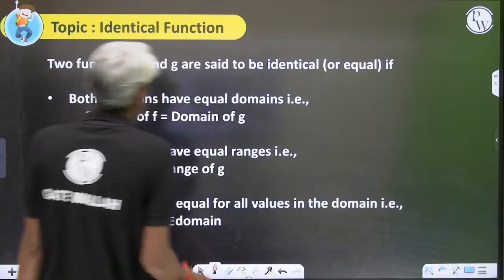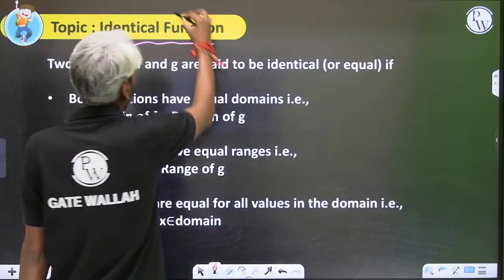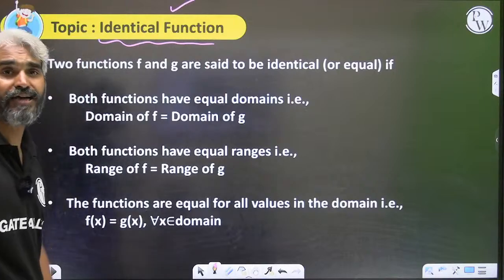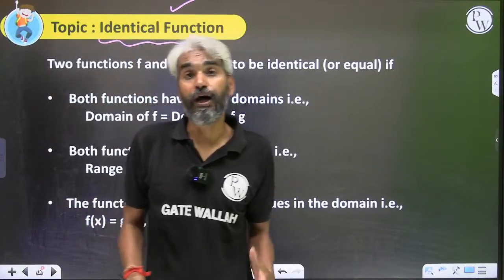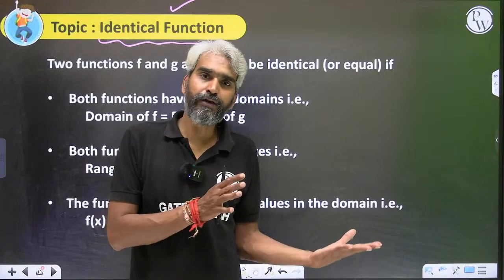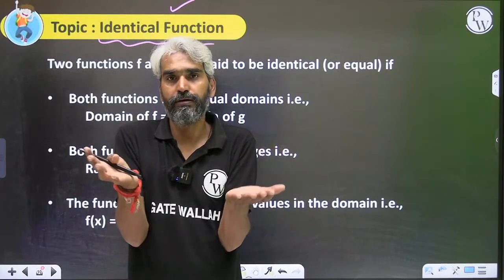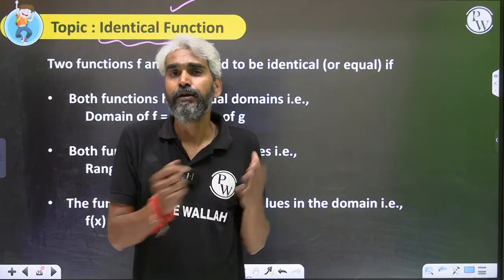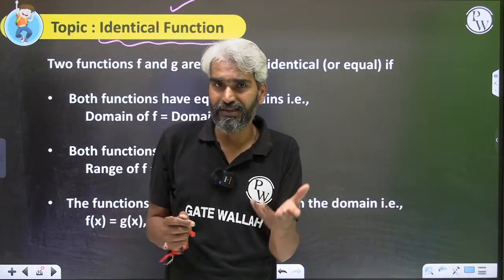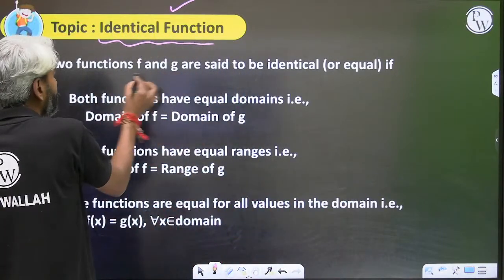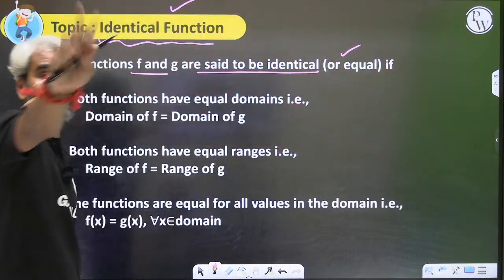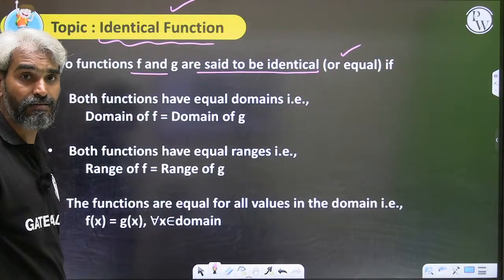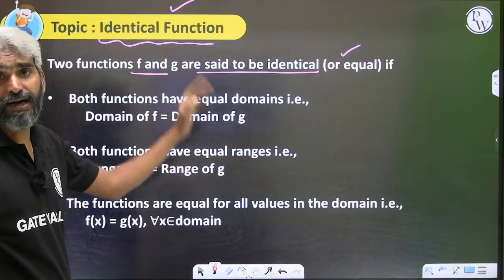which is related to the types of function. The very first category is identical function. When do we say that two functions are equal or identical? They may write equal, which is more clear, but if they write identical, you must understand that identical and equal are the same thing. Two functions f and g are said to be identical or equal when? What is the necessary condition for two functions to be called identical?